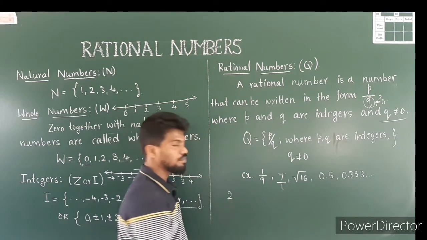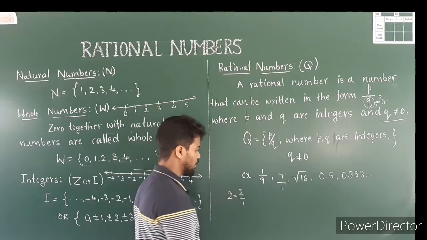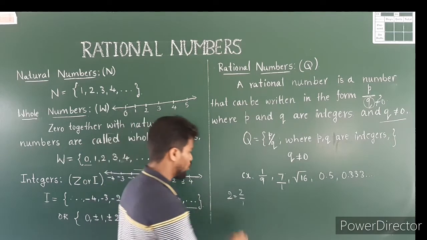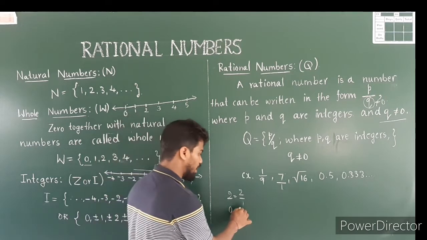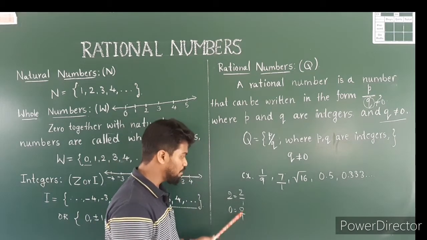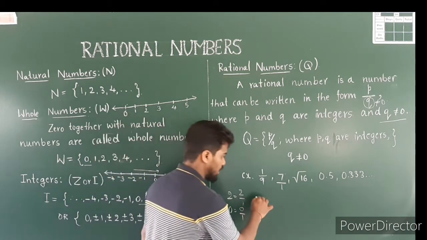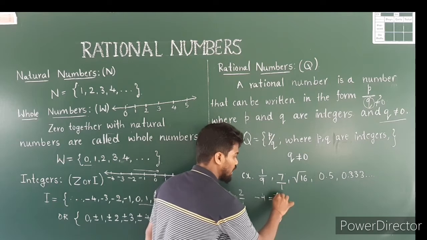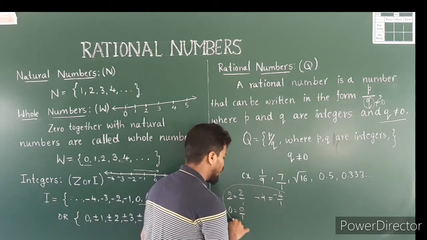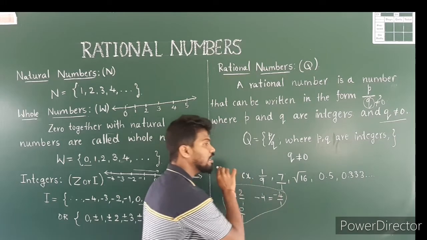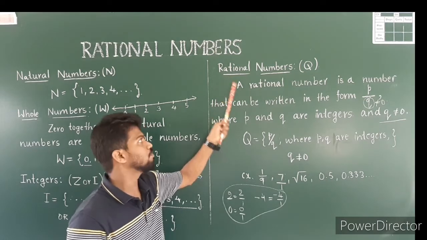So I take an example. 2. 2 is a natural number, so in the rational form I write 2 by 1. Okay, I take now 0. 0 is a whole number. 0 can be written as 0 by 1, so it is in the form of p by q now. And I take now an integer, minus 4. Minus 4 can also be written as minus 4 by 1. So all natural numbers, whole numbers and integers belong to rational numbers now.